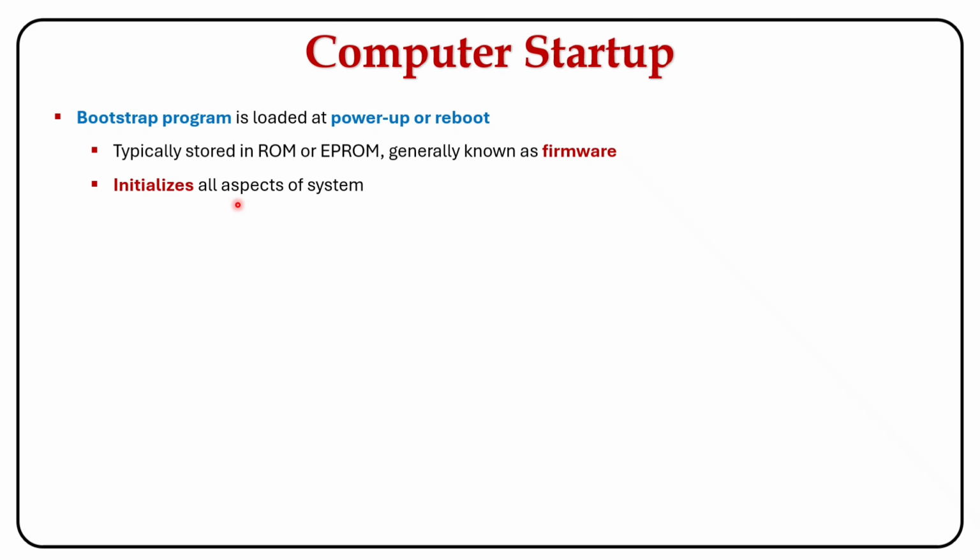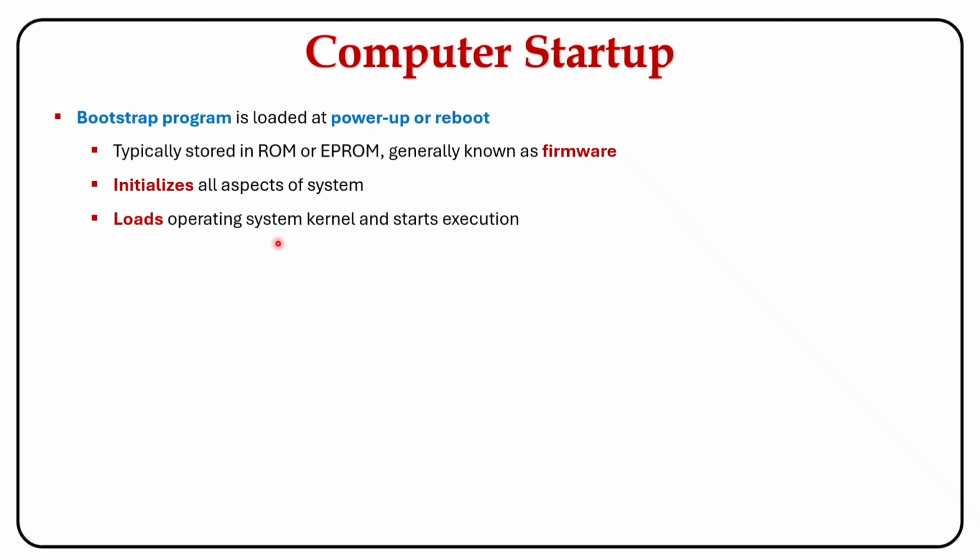Step 2 is loading the operating system kernel. After the hardware is initialized, the bootstrap program searches for the operating system kernel, which is stored on the hard disk or SSD. The kernel is a core part of the operating system. The bootstrap program loads the kernel into the computer's main memory, which is also called RAM. Next, it starts its execution. That is, it starts the operating system.